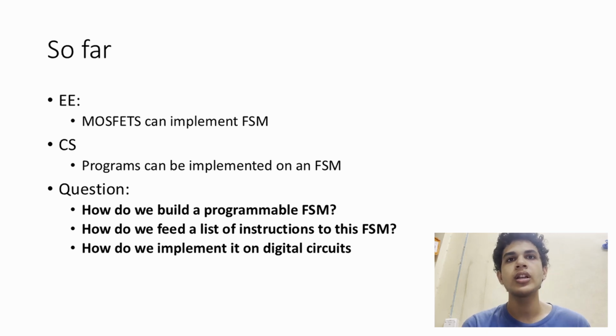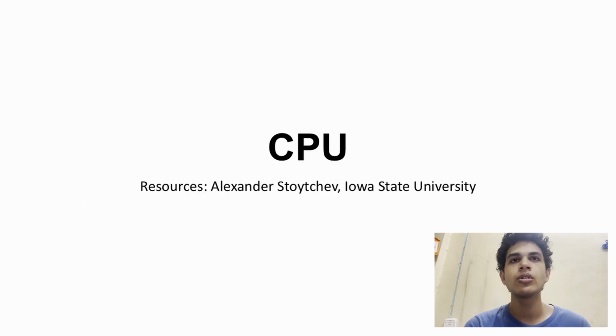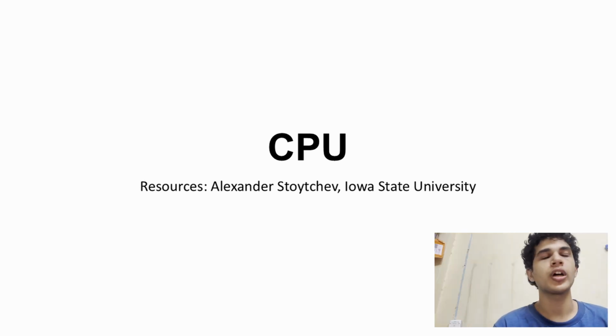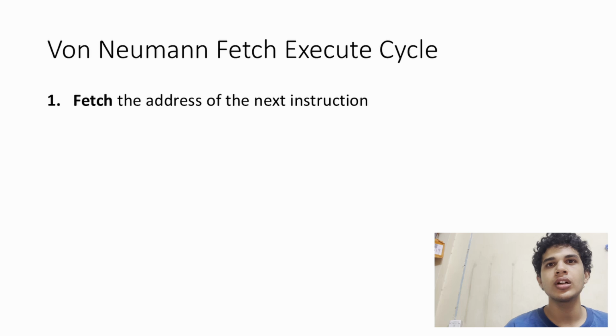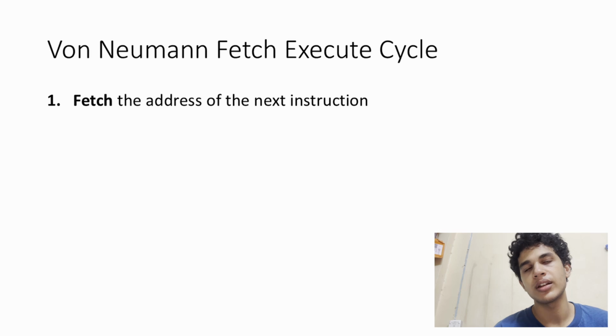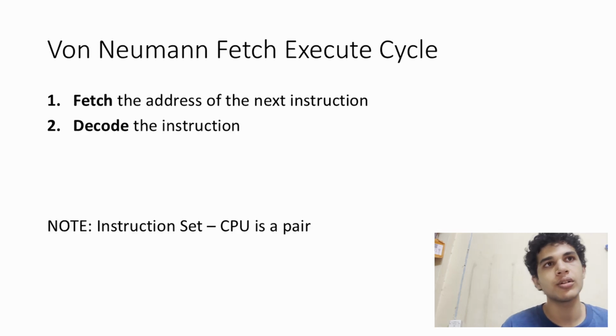So now let's go on to the next step: how do we design a CPU to do such a thing? Let's talk about CPU architecture now. Von Neumann proposed the idea of a fetch execute cycle, which was a template for how to design a CPU. How it works is that first the CPU fetches the address of the next instruction from the program counter, which holds the address of the next instruction. It sends this address to the program memory, which then returns the instruction stored at that address. Hence it's called fetch, fetching the instruction that is to be executed.